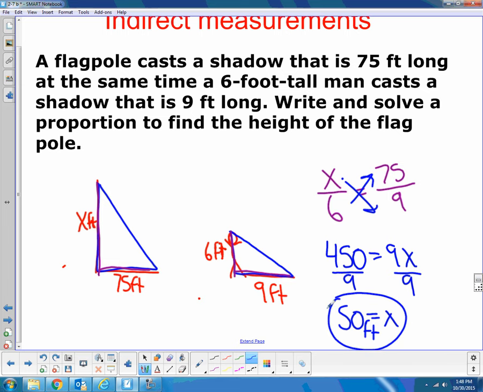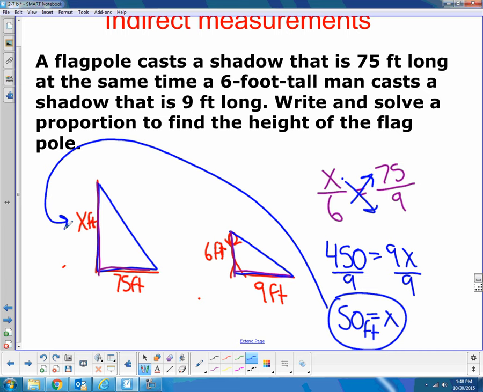And let me just double check. Does that make sense for x? So if the guy was 6 feet tall and his shadow was 9 feet, his shadow is longer than his height. If the flagpole is 50 feet tall and the shadow is 75 feet, yep, shadow's longer than the height. That makes sense. So I've got my answer, 50 feet.